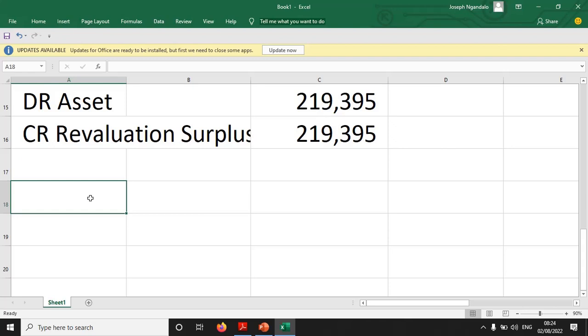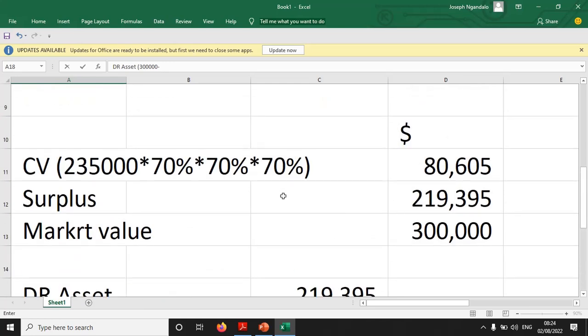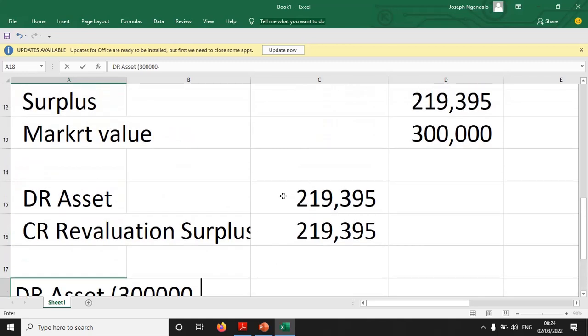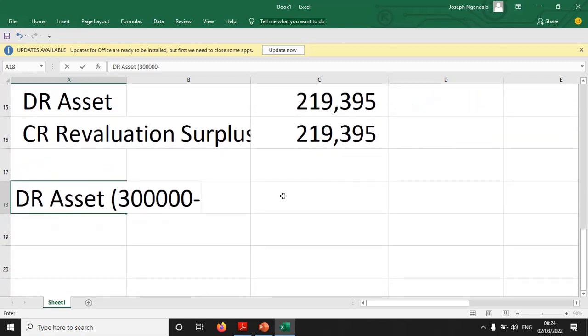You pay attention, all right? He wants you to debit the asset account with the difference in costs. So what is the difference in terms of cost? 300,000 minus, what was the initial cost? The initial cost was how much? 235, right? So please pay attention to that. 235,000.